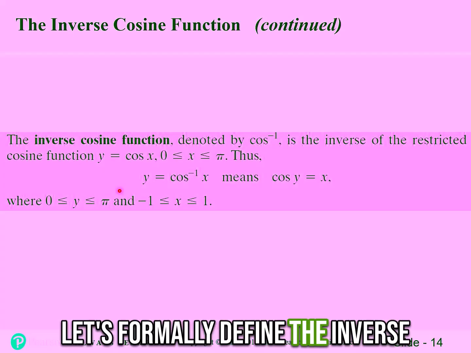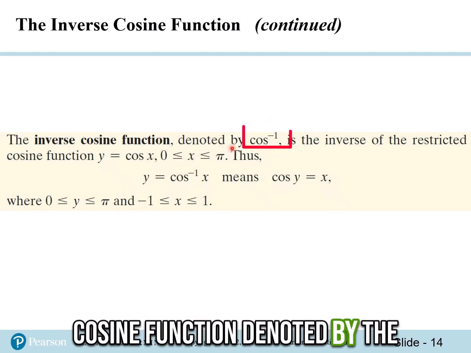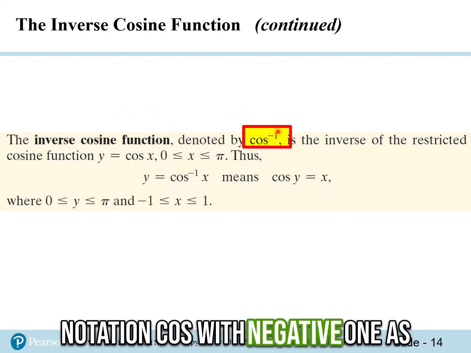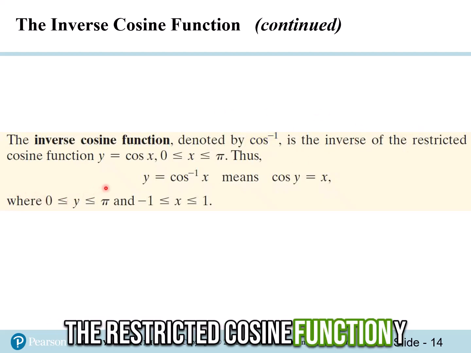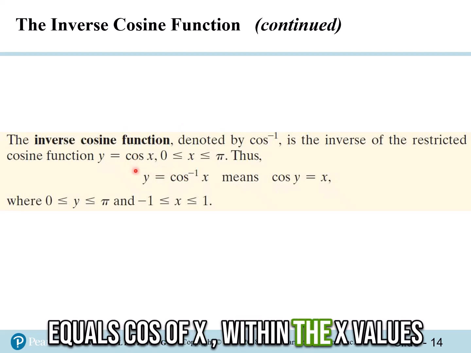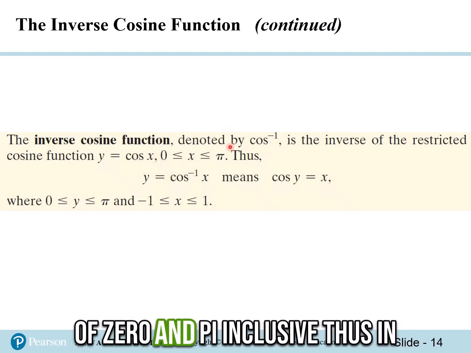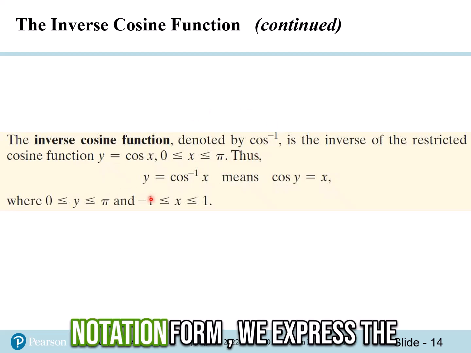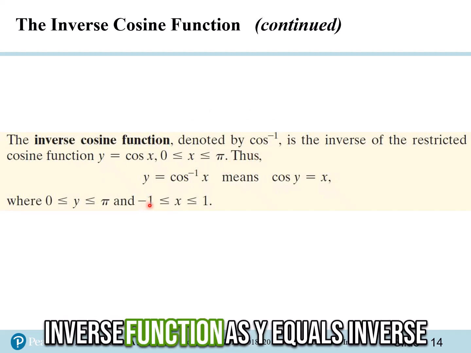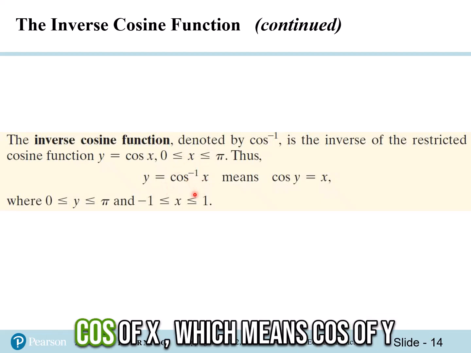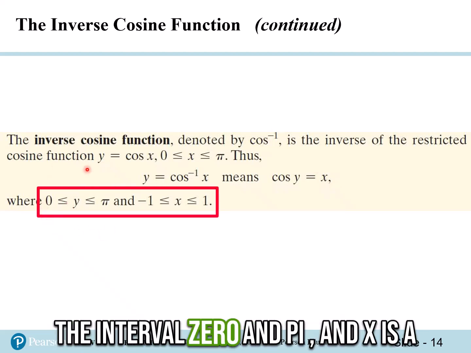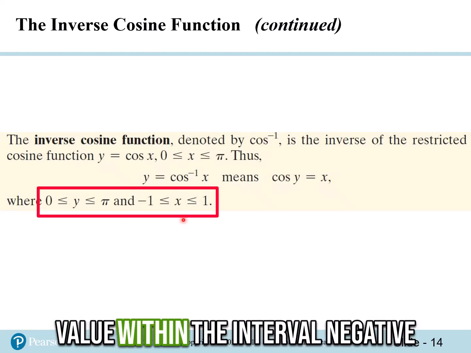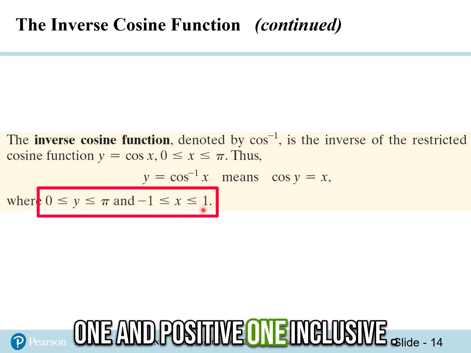Let's formally define the inverse cosine function, denoted by the notation cos with -1 as the superscript. It's the inverse of the restricted cosine function y equals cos of x within the x values of 0 and pi inclusive. Thus, in notation form, we express the inverse function as y equals inverse cos of x, which means cos of y equals x, where y is a value within the interval 0 and pi, and x is a value within the interval -1 and +1 inclusive.